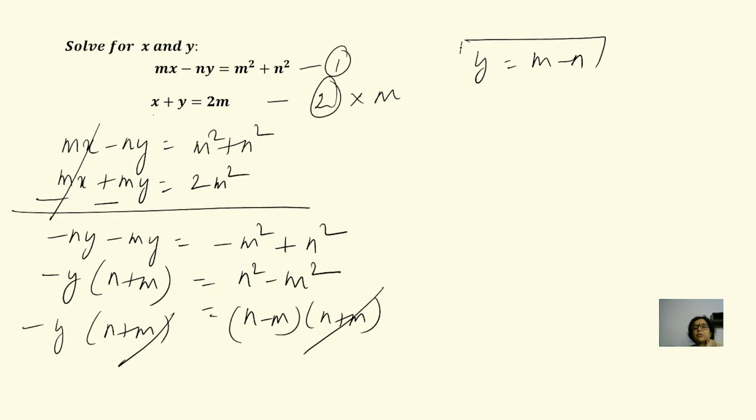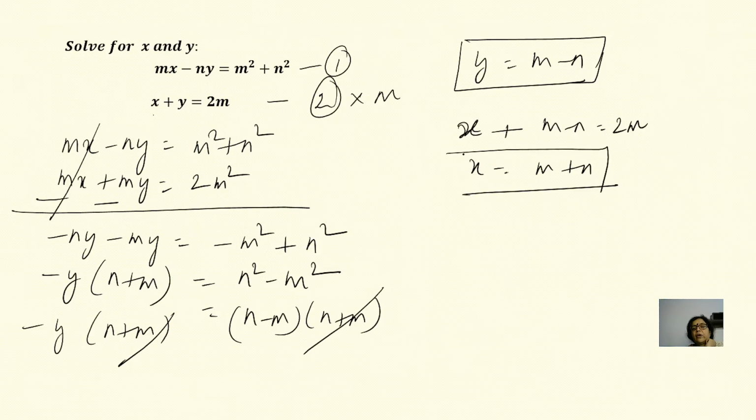So this is the solution for y. Now take this y and put it in the second equation. It is the simpler one, so always we choose the simpler one for substitution. So x plus m minus n is equal to 2m. So x is equal to m plus n. So this is the solution for x and this is for y. If you want to check the answer, put it in the second one. You get here m plus n plus m minus n, that is 2m, which is the right hand side. So the solution is correct.